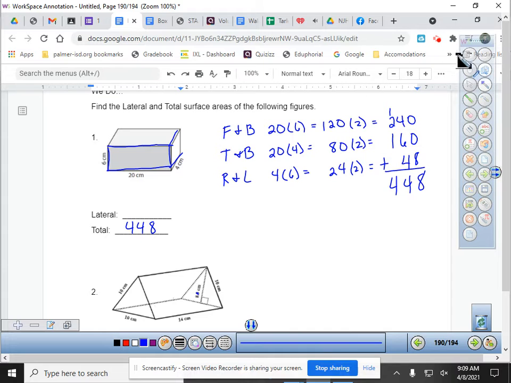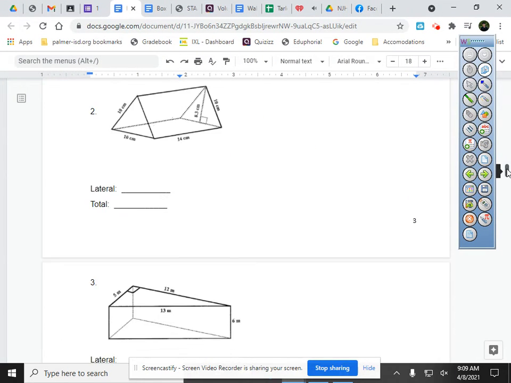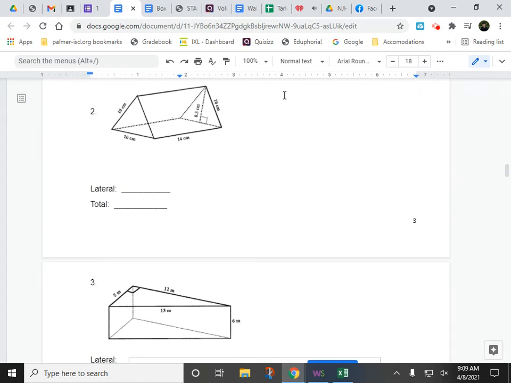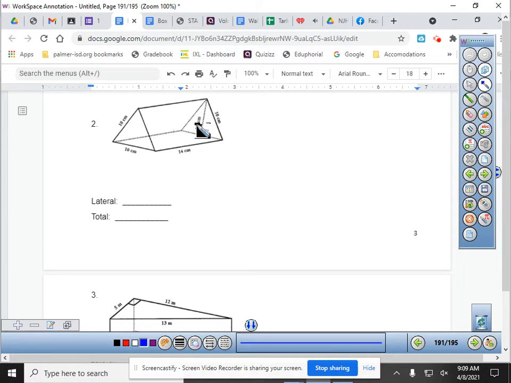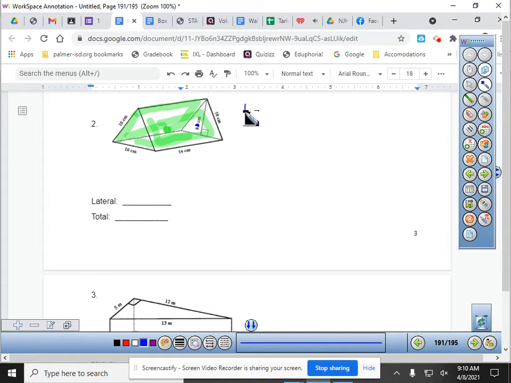Okay. Number 2, mark out that 0.3. We're going to do this one with lateral and total. So first we're going to do lateral. That's going to mean finding the area of what? The rectangles. Does everybody see the 3 rectangles? You got one in the back here. You got the bottom right here. And then you got the front right here. Does everybody see them? Okay. They're all the same, right? So what is the formula for the area of a rectangle?